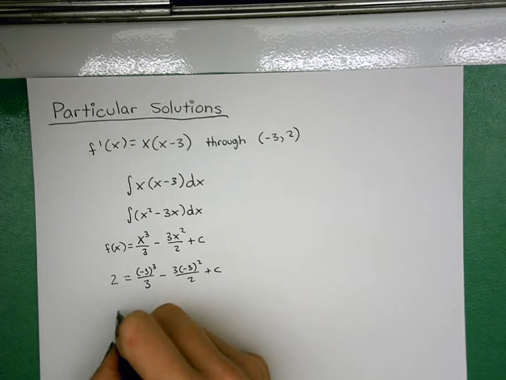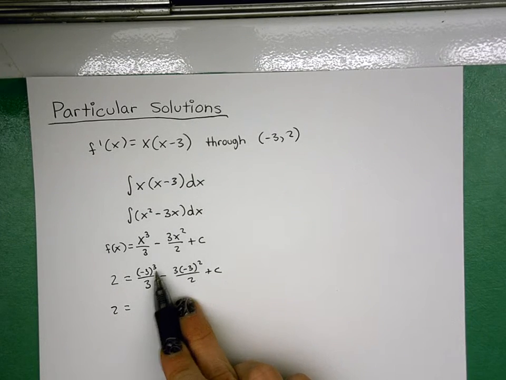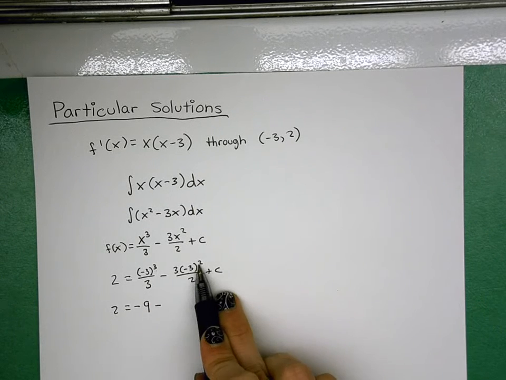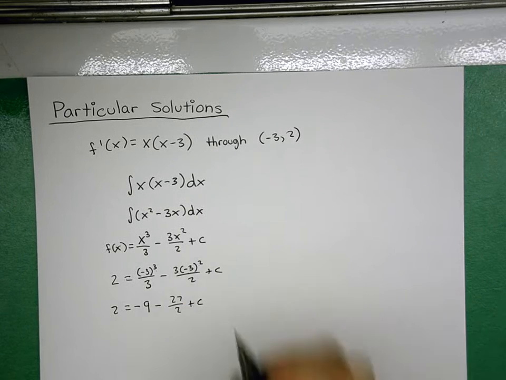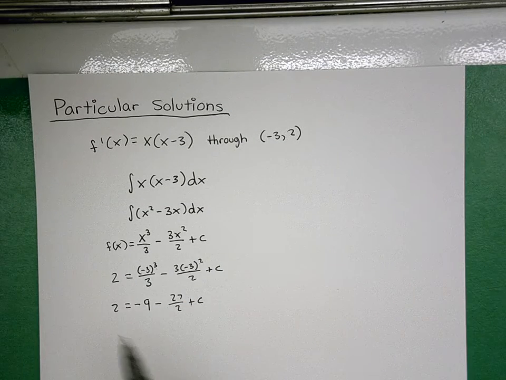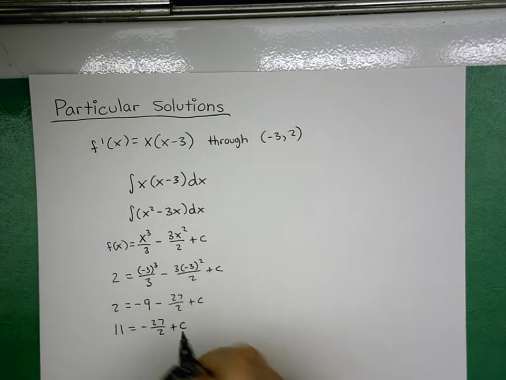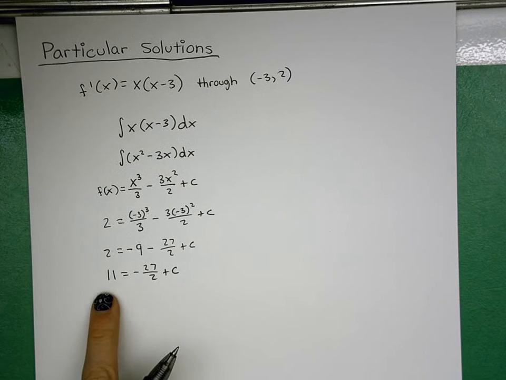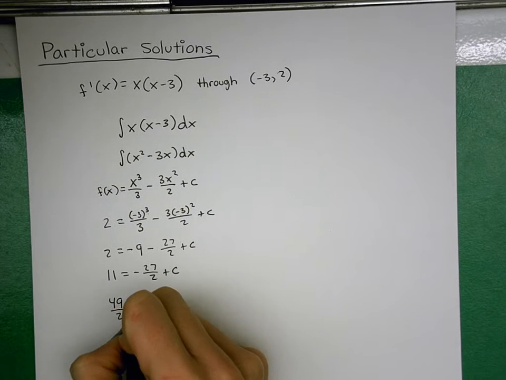And then as I rewrite this and solve for c, negative 3 cubed is negative 27, divided by 3 is negative 9. Negative 3 squared is 9, times 3 is 27. Okay, adding this 9 over, we get 11 equals negative 27 over 2 plus c. And then adding the 27 over 2 over, this is 22 over 2 plus 27 over 2, which is going to be 49 over 2.